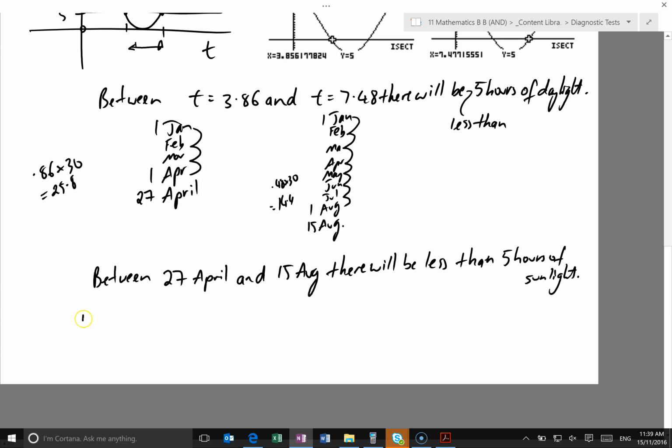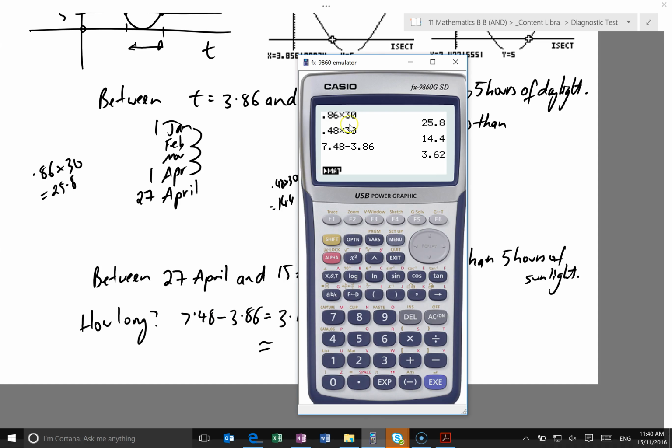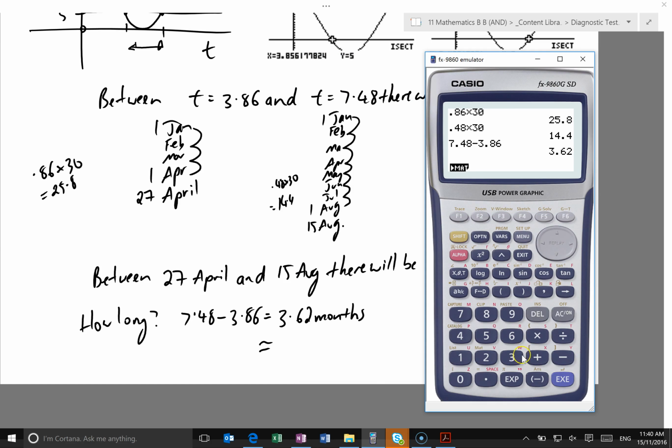How long will this be for? We can just look at the difference between these two times. So the difference between 7.48 months and 3.86 months will tell us how many months it's going to be less than 5 hours of sunlight. So about 3.62 months. Okay, or we can change the 0.62 into roughly a number of days. About 3 months, 18 days.